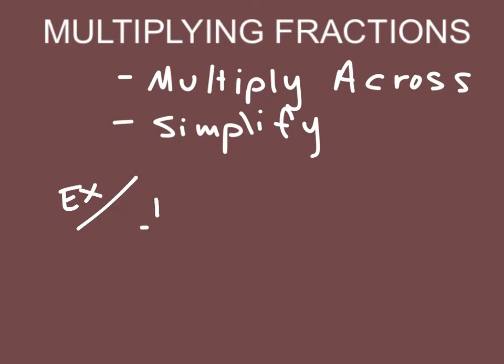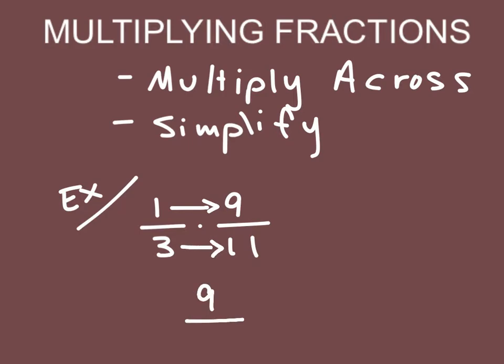Let's do 1/3 times 9/11. Now in this problem, we're just going to multiply across. By that, I mean I'm going to do 1 times 9, which gives us 9. I'm going to do 3 times 11, which gives us 33. Now, what I've done is I've just multiplied across. The next thing I want to do is simplify.